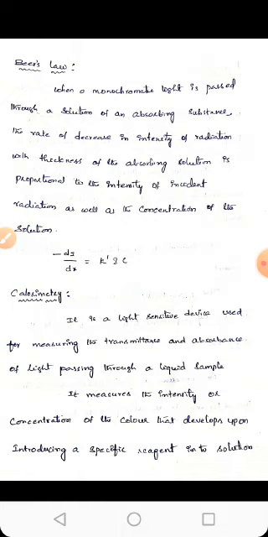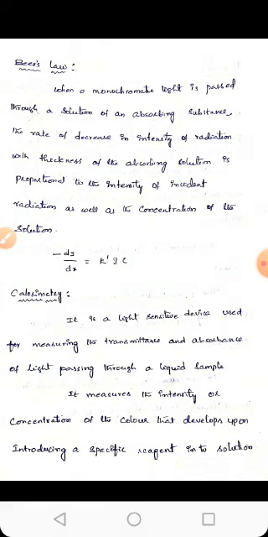Then coming to colorimetry. A colorimeter is a light sensitive device which is used to measure the transmittance and absorbance of light passing through a liquid sample. This device measures the intensity or concentration of the color that develops upon introducing a specific reagent into a solution. That means when a solution is placed in this colorimeter, it develops a color. Depending upon the wavelength of that solution, the instrument gives color.